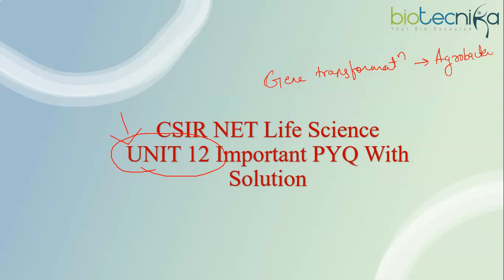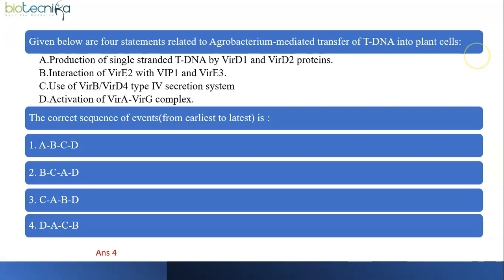So in today's session, I have picked up questions from certain subunits from Unit 12, so that you will have an understanding of what kind of questions are being asked from those units. So let's have a look at that. The first question is all about gene transformation by Agrobacterium.